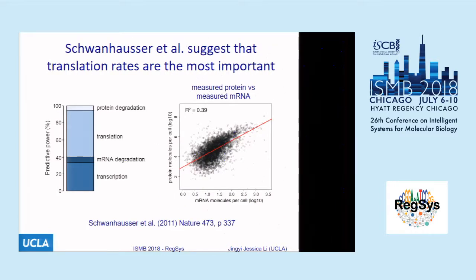This is a paper by Schwanhäusser et al. in 2011 in Nature. This is the first study that did comprehensive genome-wide experiments to quantify mRNA expression, protein expression, and their degradation rates. In their paper, they claim that translation is the most important step in determining protein abundance. This is a figure from their paper, which finds that the R squared between mRNA abundance and protein abundance is only 0.39, which is very low.